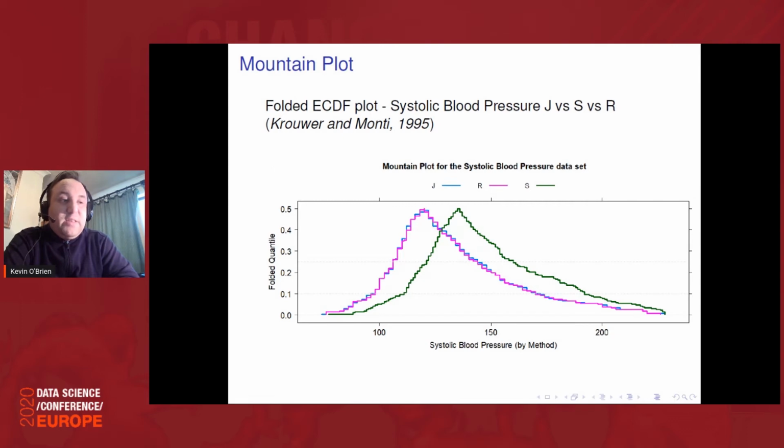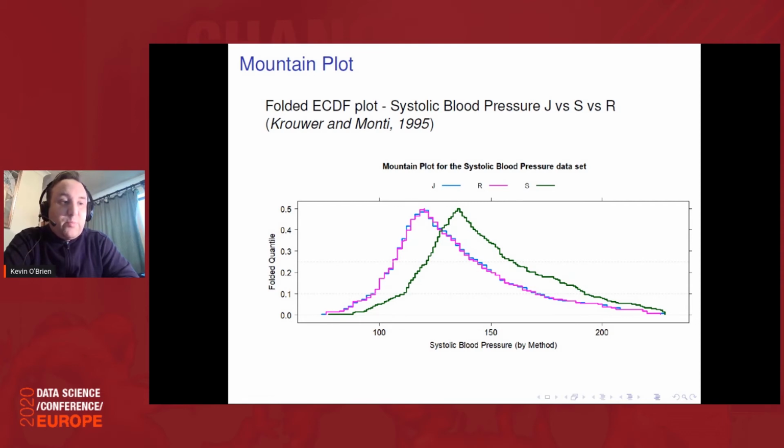I find this very simple to use. Essentially, J, which is in blue, and R, which is in pink. You can see that they overlap quite a lot. And we would surmise that they are in quite a lot of agreement. They do agree with each other.